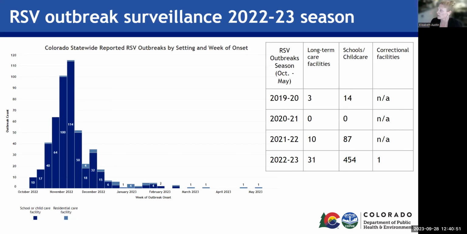And so just for comparison, the table on the right shows RSV outbreaks by season in each different setting type. In long-term care facilities, we definitely had several of them last season, with 31. Another thing to note is during the 2021 season, similar with influenza, we didn't have any outbreaks reported in long-term care or schools. You can see how the trends have gradually increased since then, or actually markedly increased last season. So we had roughly 31 long-term care facility outbreaks and as many as 454 school and child care outbreaks.